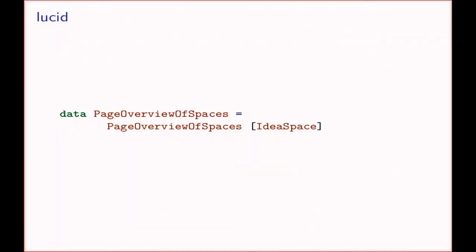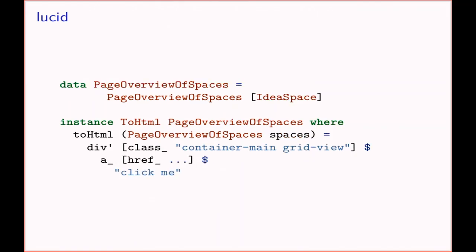So I'm going to talk about Lucid, Servant, and digestive-functors and how they all fit together for the rest of the talk. For every page, this is a non-interactive page to begin with. It has links, but it doesn't take user input. You define a data type that contains all the application data needed for rendering the HTML. And this is the page you've just seen that lists all the chat rooms called idea spaces.